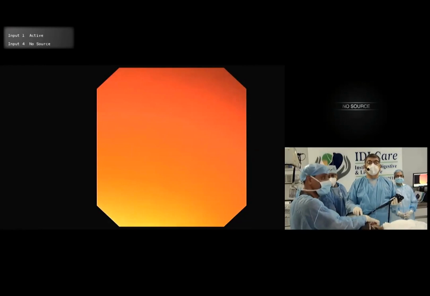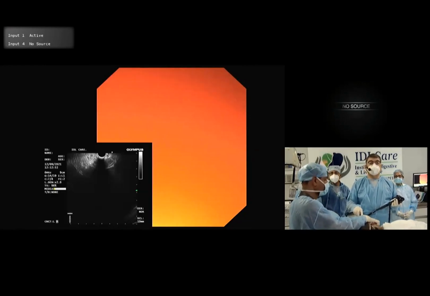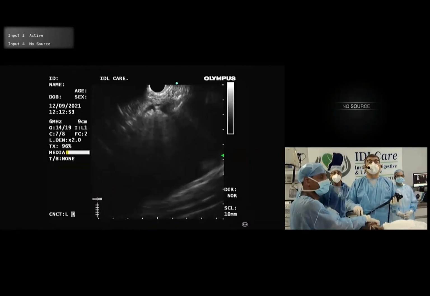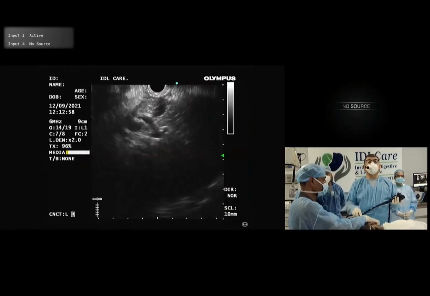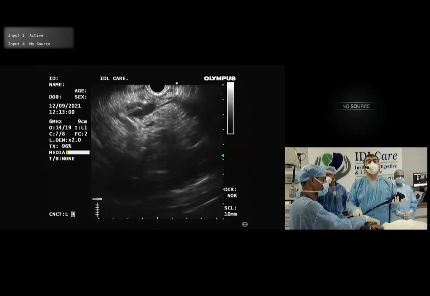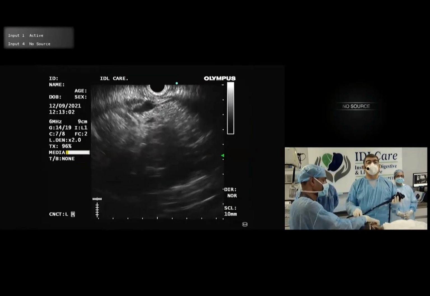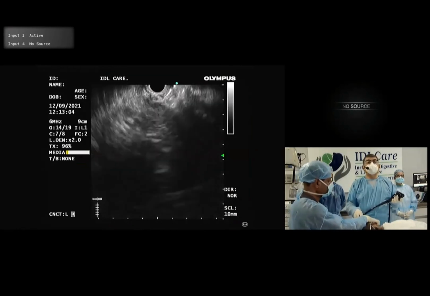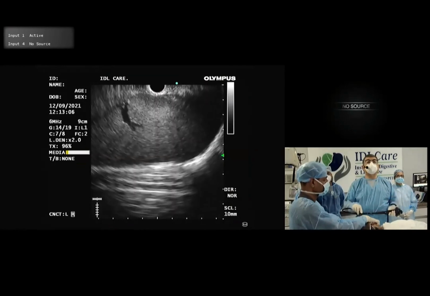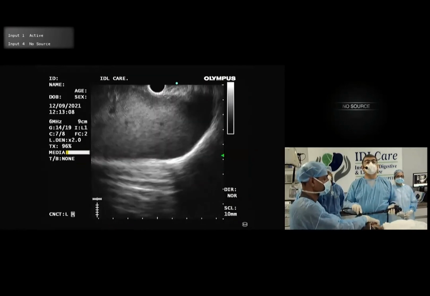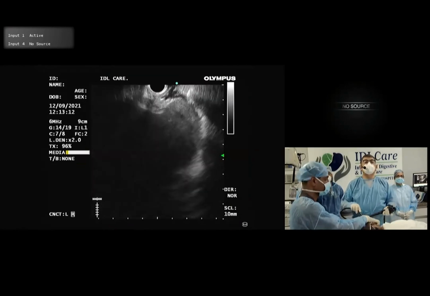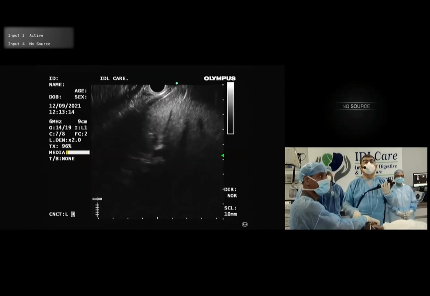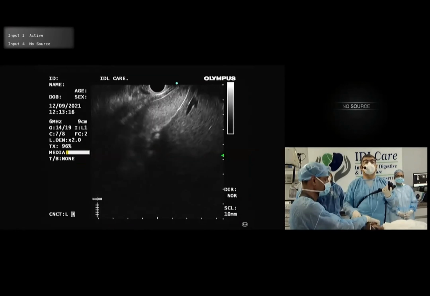EUS, please. Now, once I am at the GE junction, what I do is I start turning gently clockwise. So you see some vessels here. You see the liver here. See this? This is the liver. We come back. This is the fundus. We rotate, look at everything, and you see the hepatic vein.